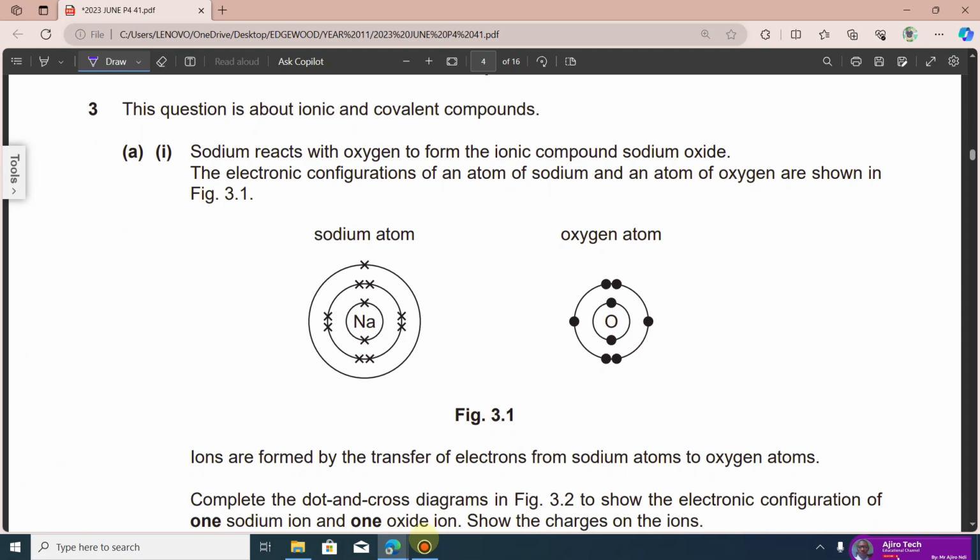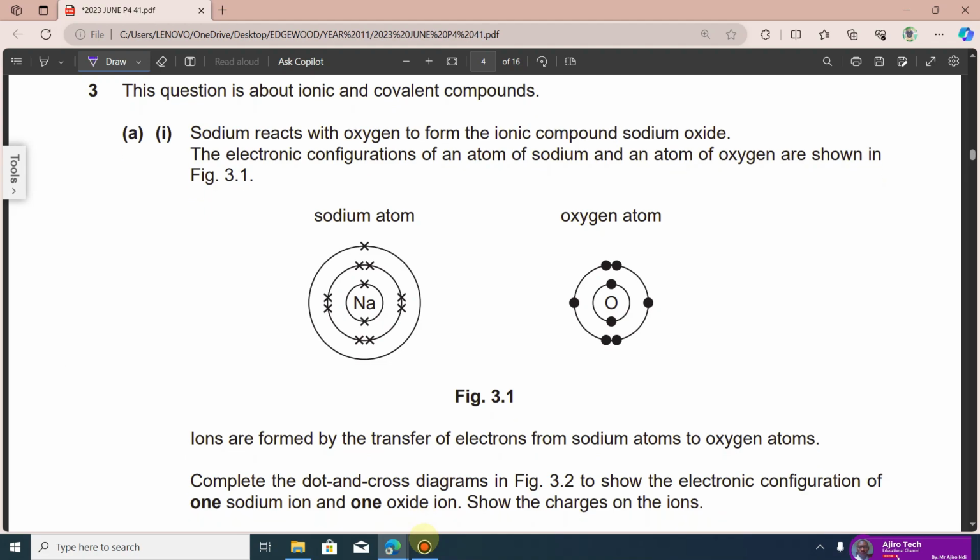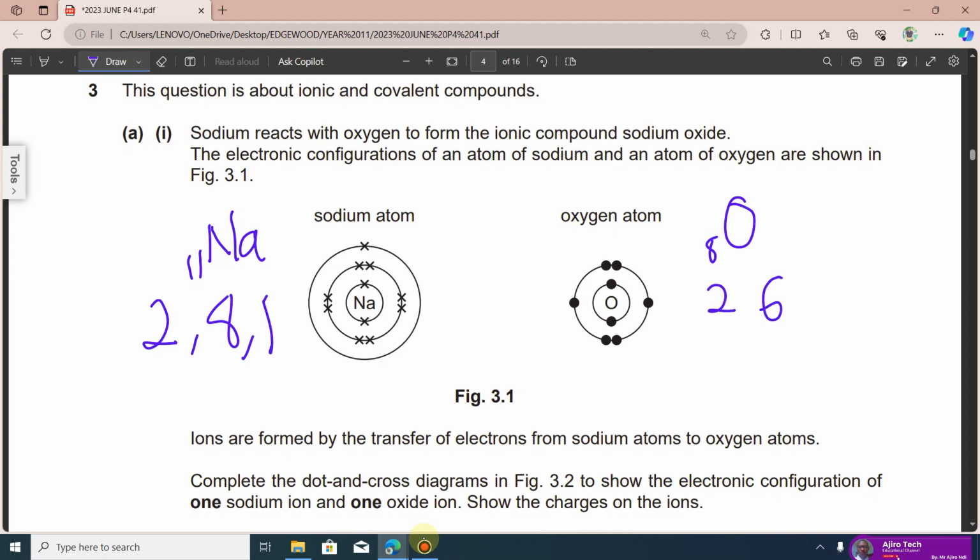Okay, so the next question is about ionic and covalent compounds. Right now, we are given 2 atoms here. We have sodium reacting with oxygen to form an ionic compound, sodium oxide. Given the electronic configuration of sodium, because sodium has atomic number 11, the electronic configuration is 2 electrons in the first shell, 8 electrons in the second shell, and 1 as the valence electron. For oxygen with atomic number 8, 2 electrons in the first shell, 6 electrons as the valence electrons. Okay, so that's the information we have here.